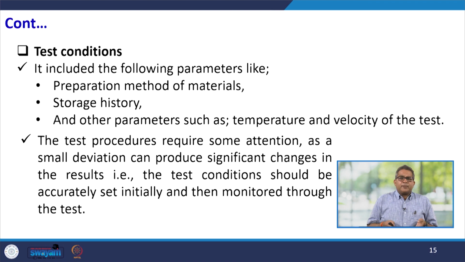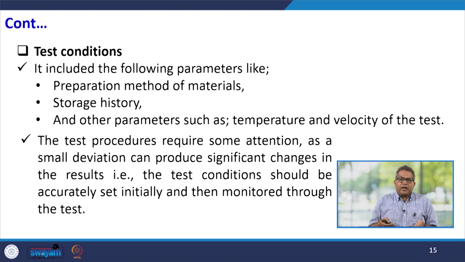Now, the test condition. This includes different parameters like the preparation method of the material, how you prepared it, and then what is the storage history. If you see every product you purchase, there is a guideline in every label that it must be stored in a certain condition. So, what is the storage history? Sometimes it may be under rough conditions, sometimes it may be under a very conducive environment. And the third one is other parameters like temperature and velocity.